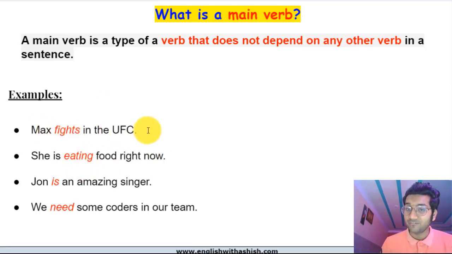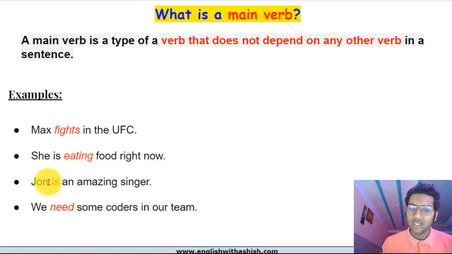Max fights in the UFC. Fights is the main verb. Alright. Max does something. Max fights. She is eating food right now. Eating is the main verb. Is here is the helping verb. It is talking about the tense of the action, and eating is the main verb. Alright. She is eating food right now. Eating is the main verb.